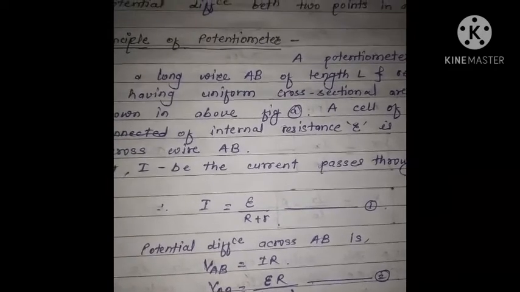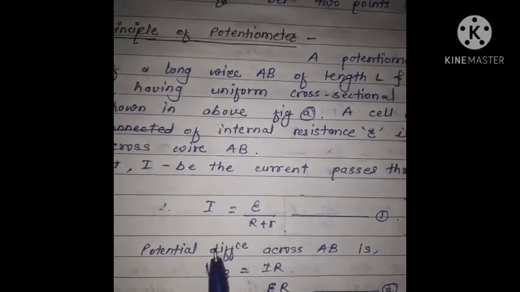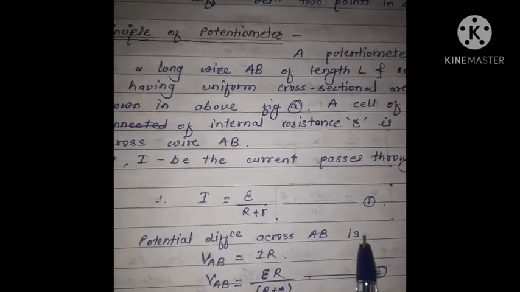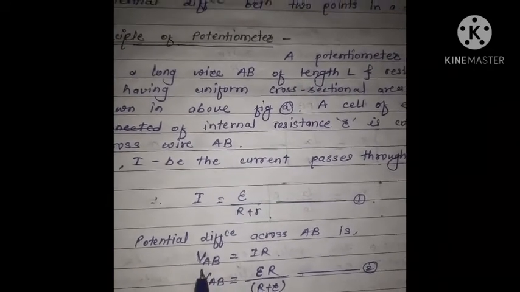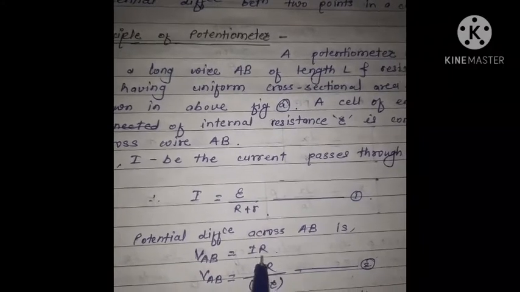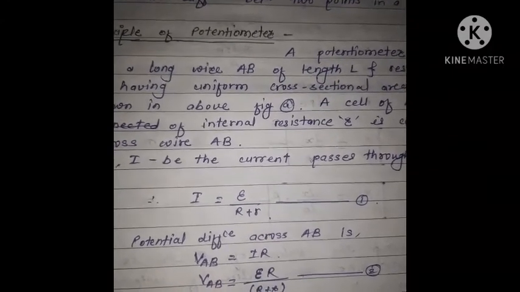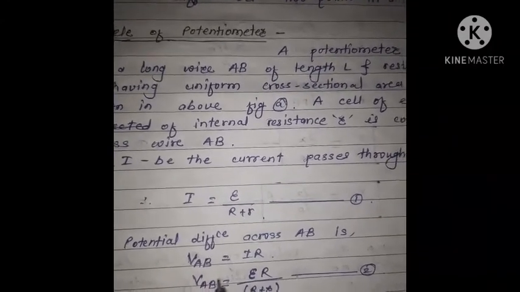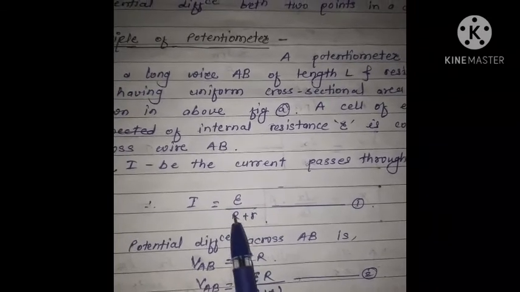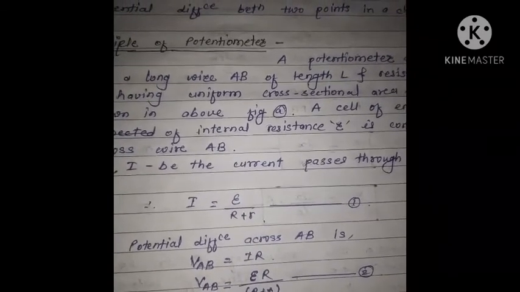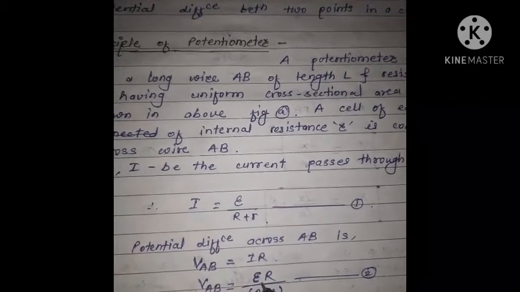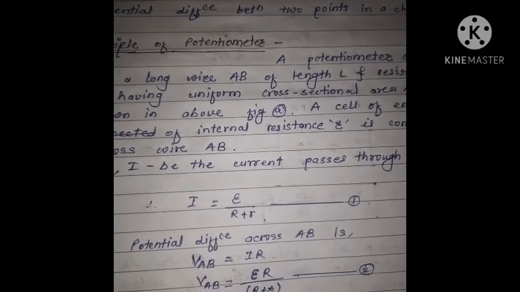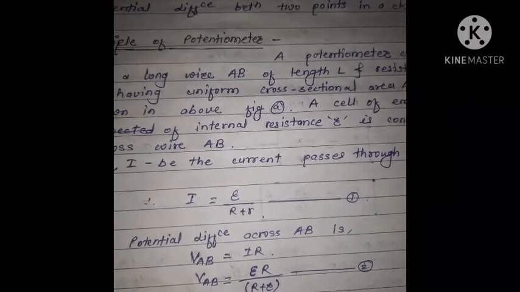Now the potential difference across wire AB is, by using Ohm's law, VAB is equal to IR. So value of I is taken from equation 1. We will get VAB is equal to ER divided by R plus small r.